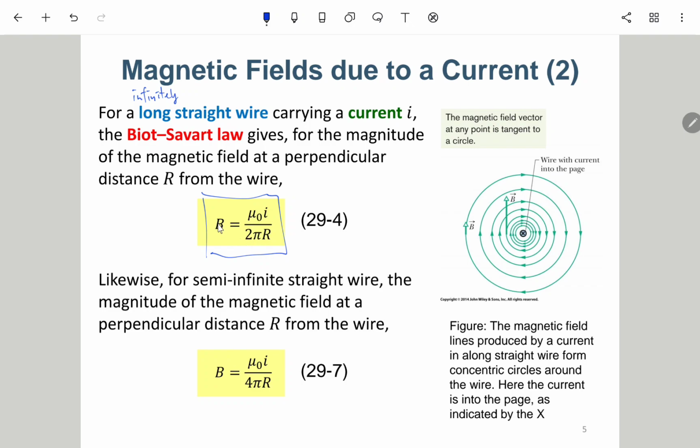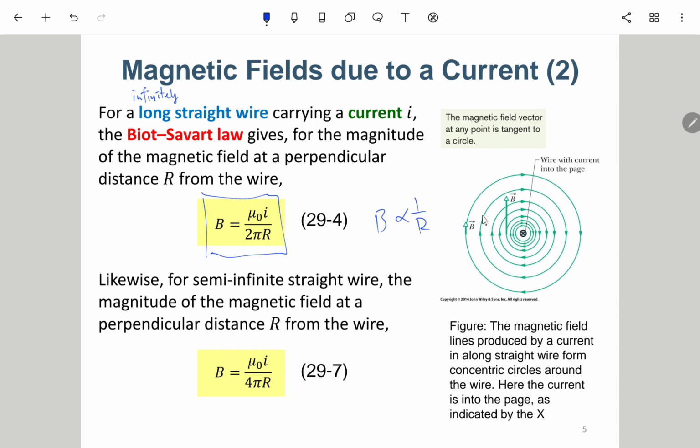Which means that the B field is inversely proportional to R. For the region close to this wire, the B field is stronger, and if it goes farther and farther away, then the B field becomes weaker and weaker. It's inversely proportional to R.